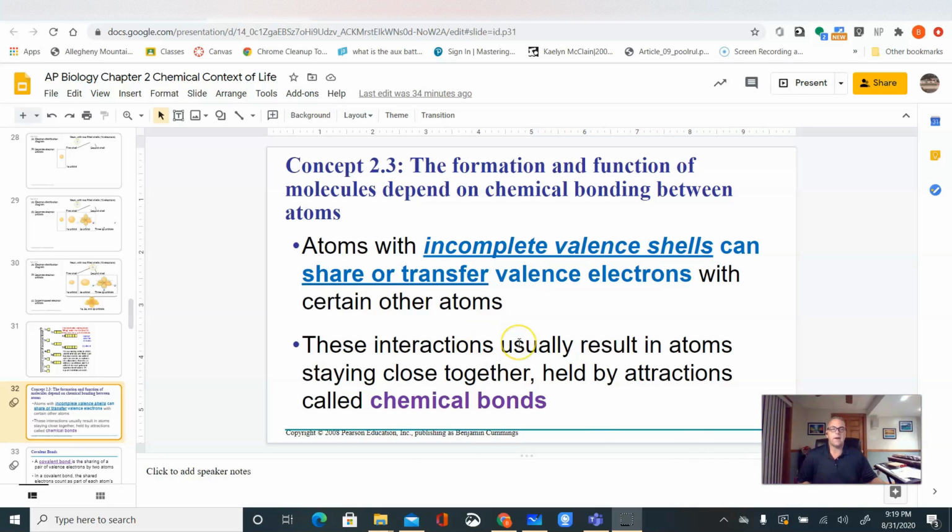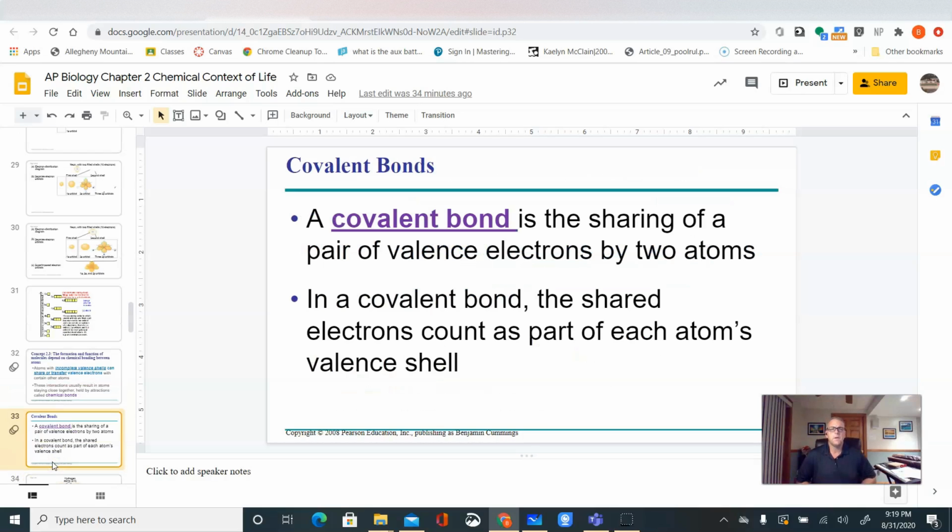And that interaction, whether it's sharing or transferring, is going to be the building block of a chemical bond. So the interactions are going to hold things together chemically. When we start looking at the different types of bonds that exist, there are characteristics associated with them that give them unique properties. Just by looking at what elements are interacting with one another, by looking at the periodic table and identifying the valence configuration, you can predict the type of bond that you're going to get. So the first one we're going to look at is called a covalent bond.